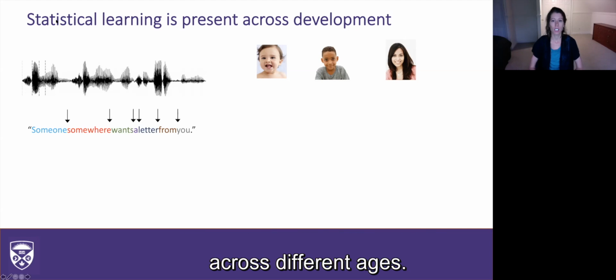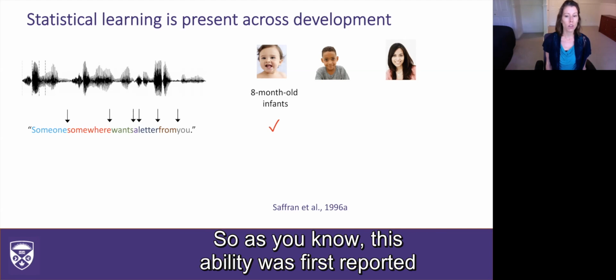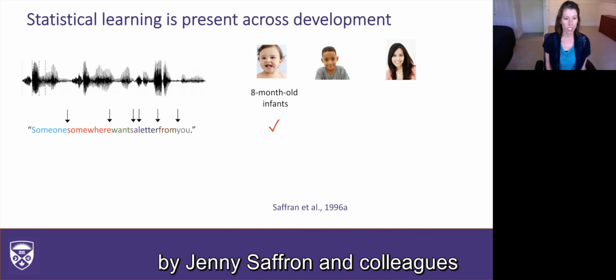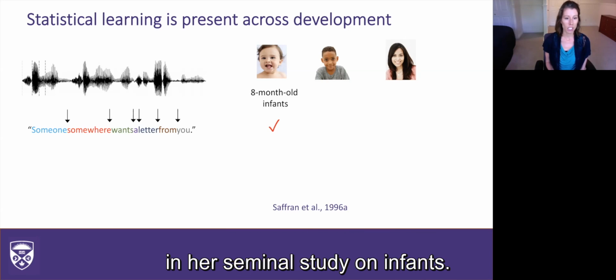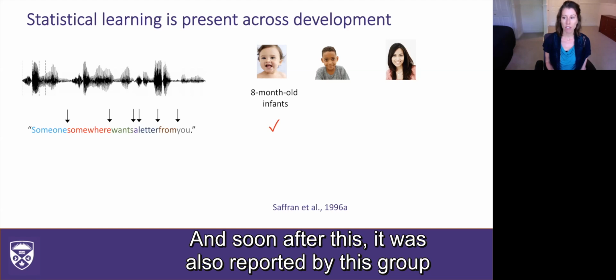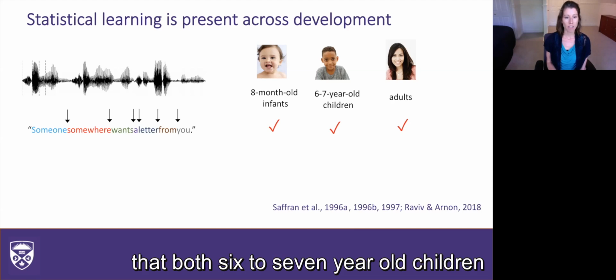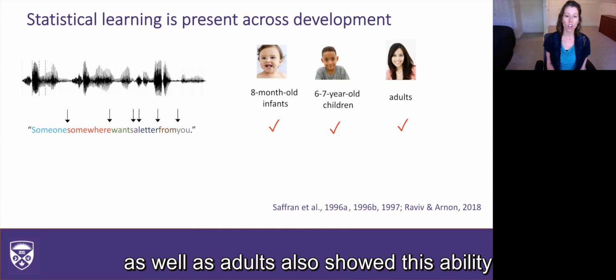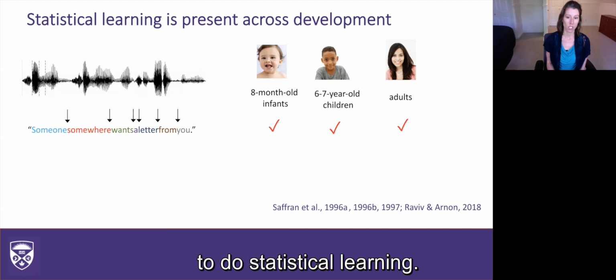What we do already know about statistical learning in the context of development is that it has been observed across different ages. So as you know, this ability was first reported by Jenny Saffran and colleagues in her seminal study on infants. And soon after this, it was also reported by this group that both 6 to 7-year-old children as well as adults also showed this ability to do statistical learning.